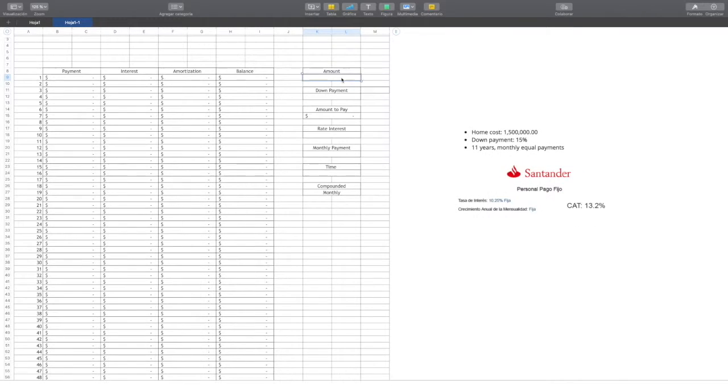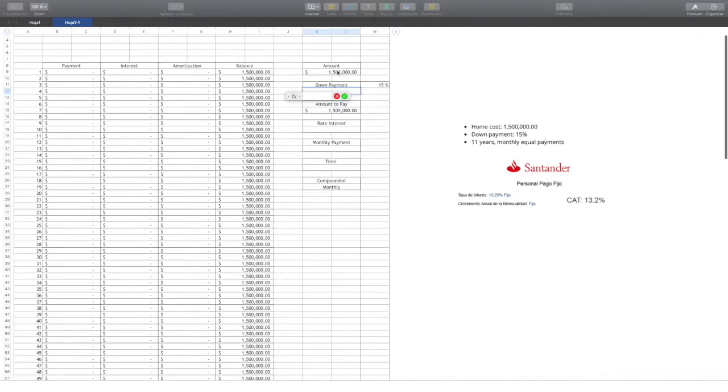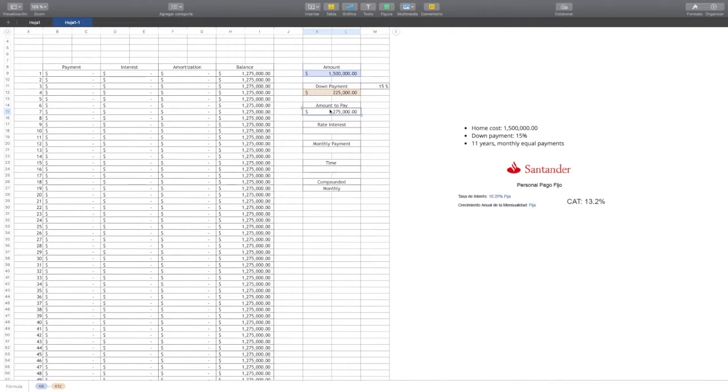So first, we have our home cost of 1,500,000. But the problem states that we made a down payment of the 15%. To calculate that, we are going to multiply the home cost times the percentage. To get our amount to pay, we are going to subtract the down payment from the amount. That means that the amount to pay is our remaining quantity.